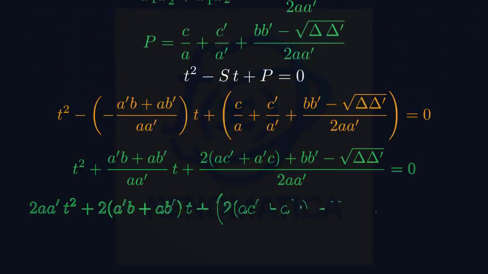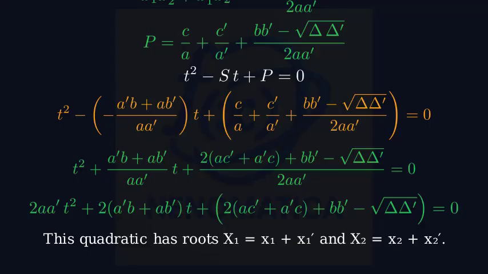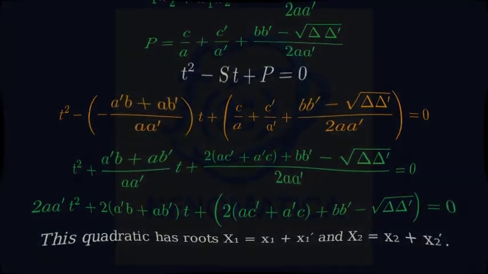The desired quadratic with roots capital X1 and capital X2 is t squared minus St plus P equals 0. Substitute the expressions for S and P we just found. Notice that minus S becomes plus a prime b plus ab prime over a prime a. To get clean integer coefficients, multiply through by 2a a prime.